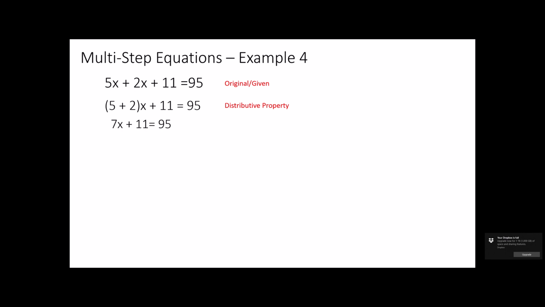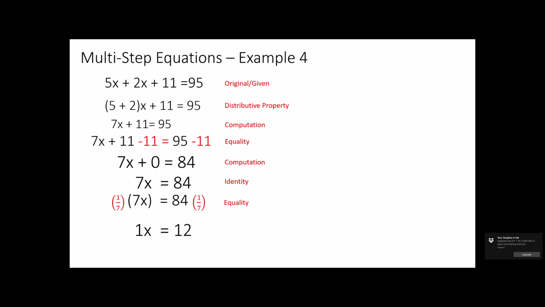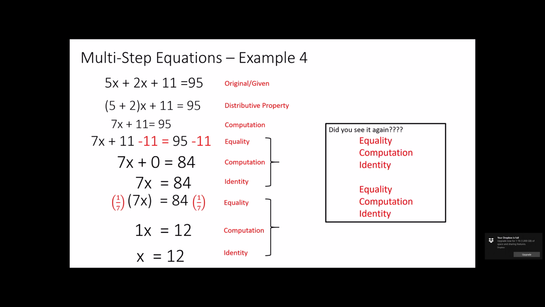equals 95. 7x plus 11 equals 95, using some computation. Notice it's that familiar two-step equation form: equality, computation, identity, equality, computation, identity. Notice it appears twice. It happens all the time.